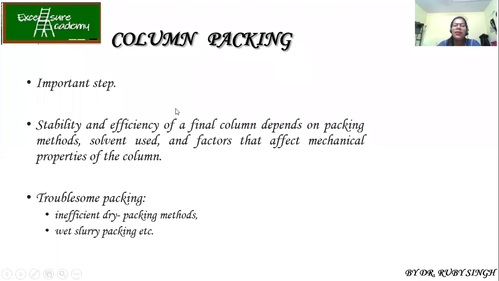Now column packing, this is really a very important step. As I mentioned before, you have got the empty column, put the glass wool over there, and rinse the column with the same buffer in which you have made the slurry. Now what do you mean by slurry? The matrix is like a powder. It is not soluble in water, but it will get wet. Now you put this into the buffer, and it will become a colloidal solution. You take this solution and put it into the column.